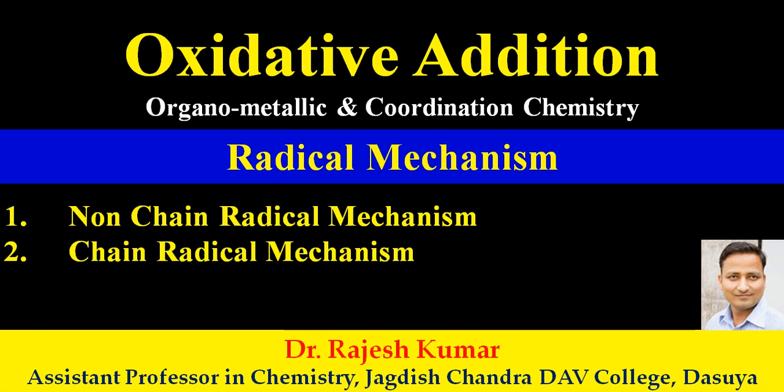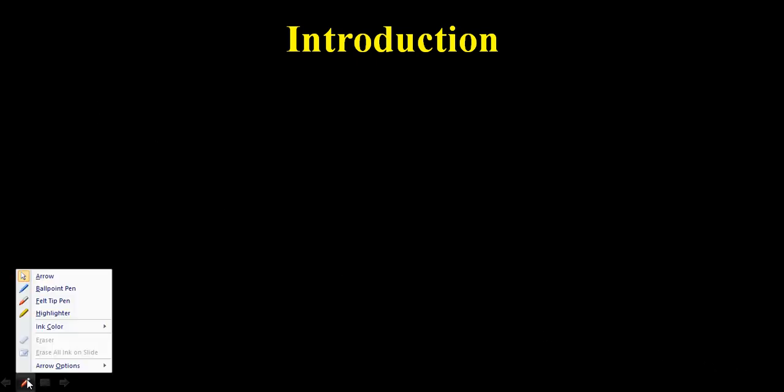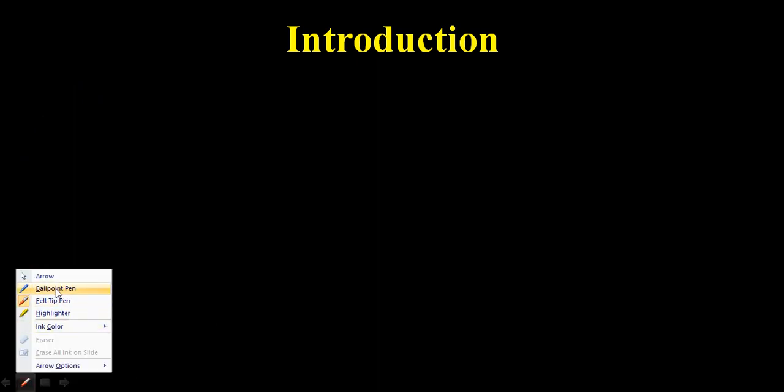Briefly, oxidative addition involves the addition of molecules into organometallic and coordinate compounds in which the oxidation state of a metal is increased by 2 units as well as the coordination number is also increased by 2 units. Now, what are radicals? First of all, we must know what radicals are. Radicals are chemical species which contain unpaired electrons, meaning these species are always paramagnetic in nature.